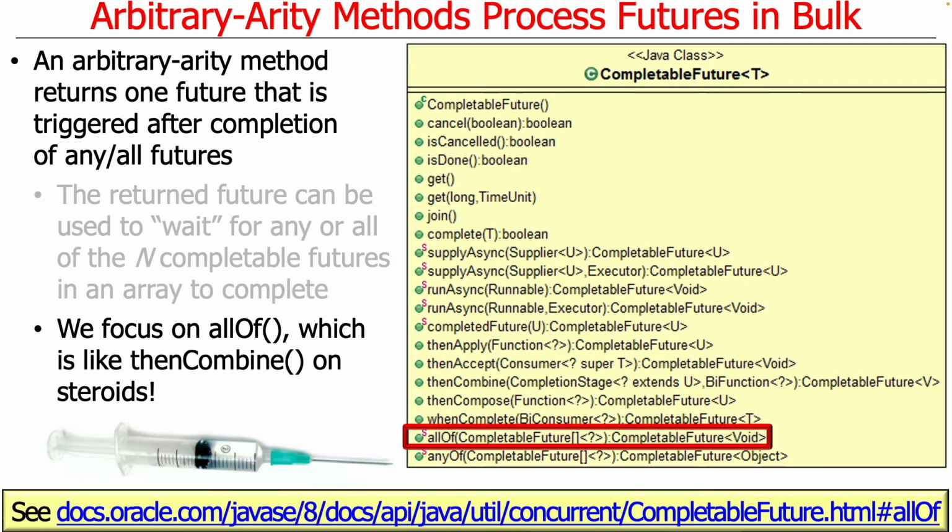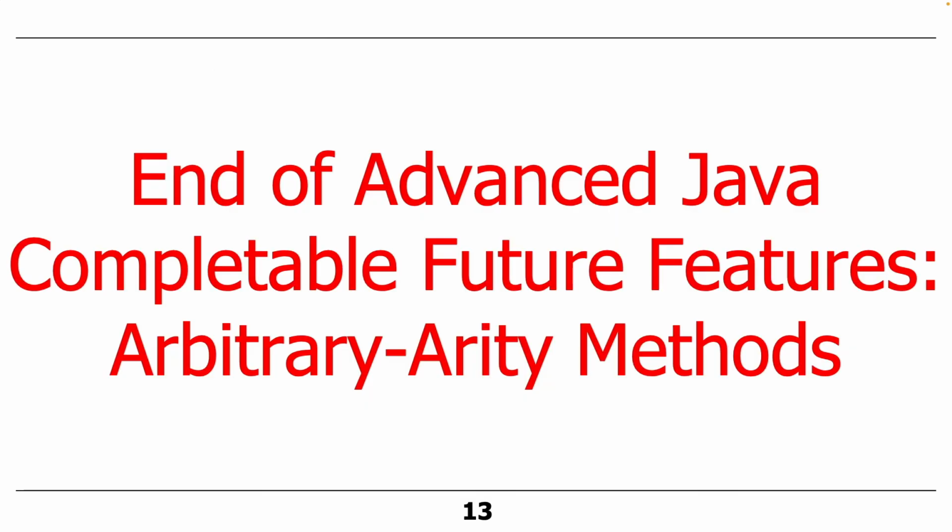In our analysis here, we're going to be focusing on the allOf method, which is a bit like thenCombine on steroids. If you recall, thenCombine would combine two things together. allOf is going to combine n things together, but it's somewhat similar. But as we're going to see, the allOf method is more complicated to use than the completion stage methods for various reasons we'll talk about in the next part of this lesson. So that's the end of the overview of arbitrary-arity methods. And again, as you'll see, they're very tricky to program, and as a consequence, we're going to encapsulate them in a wrapper to make them more tractable.